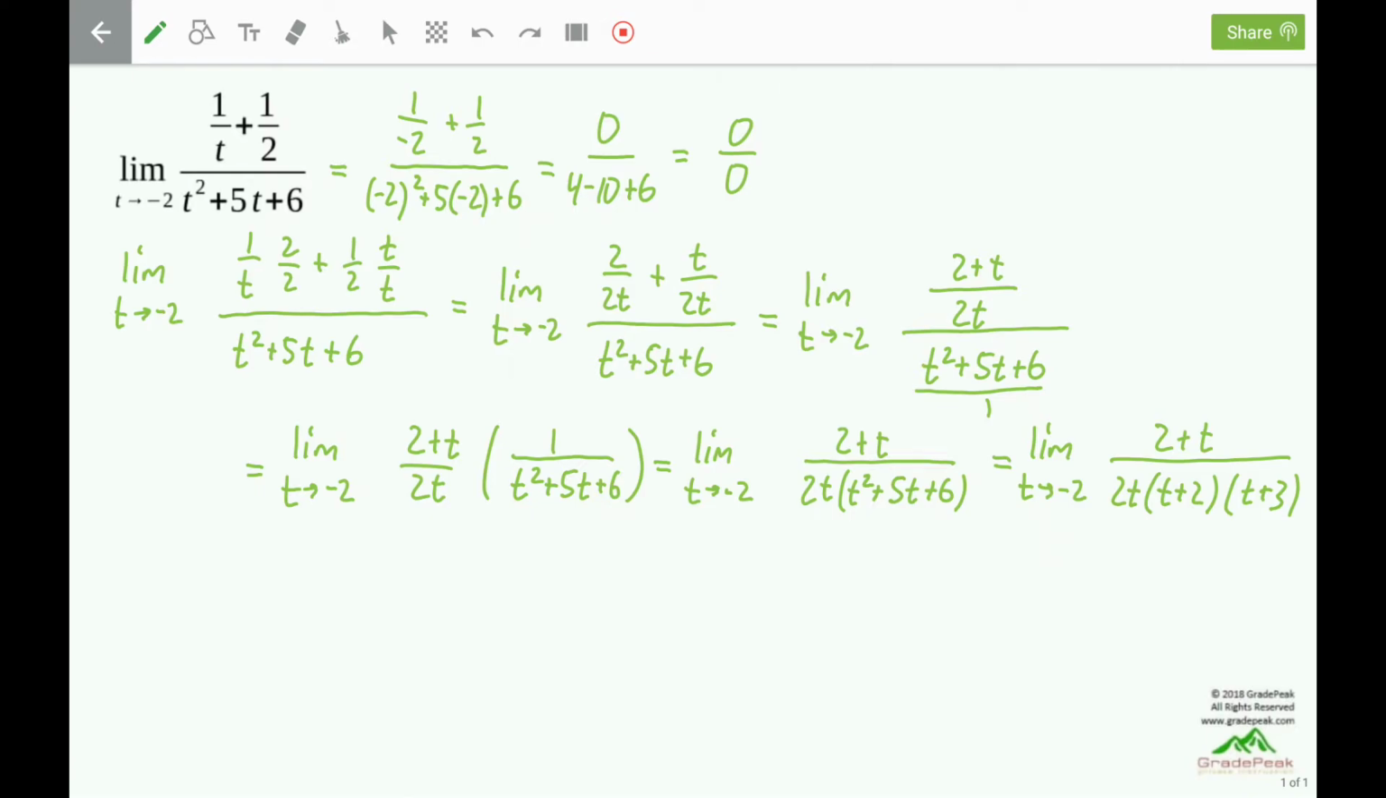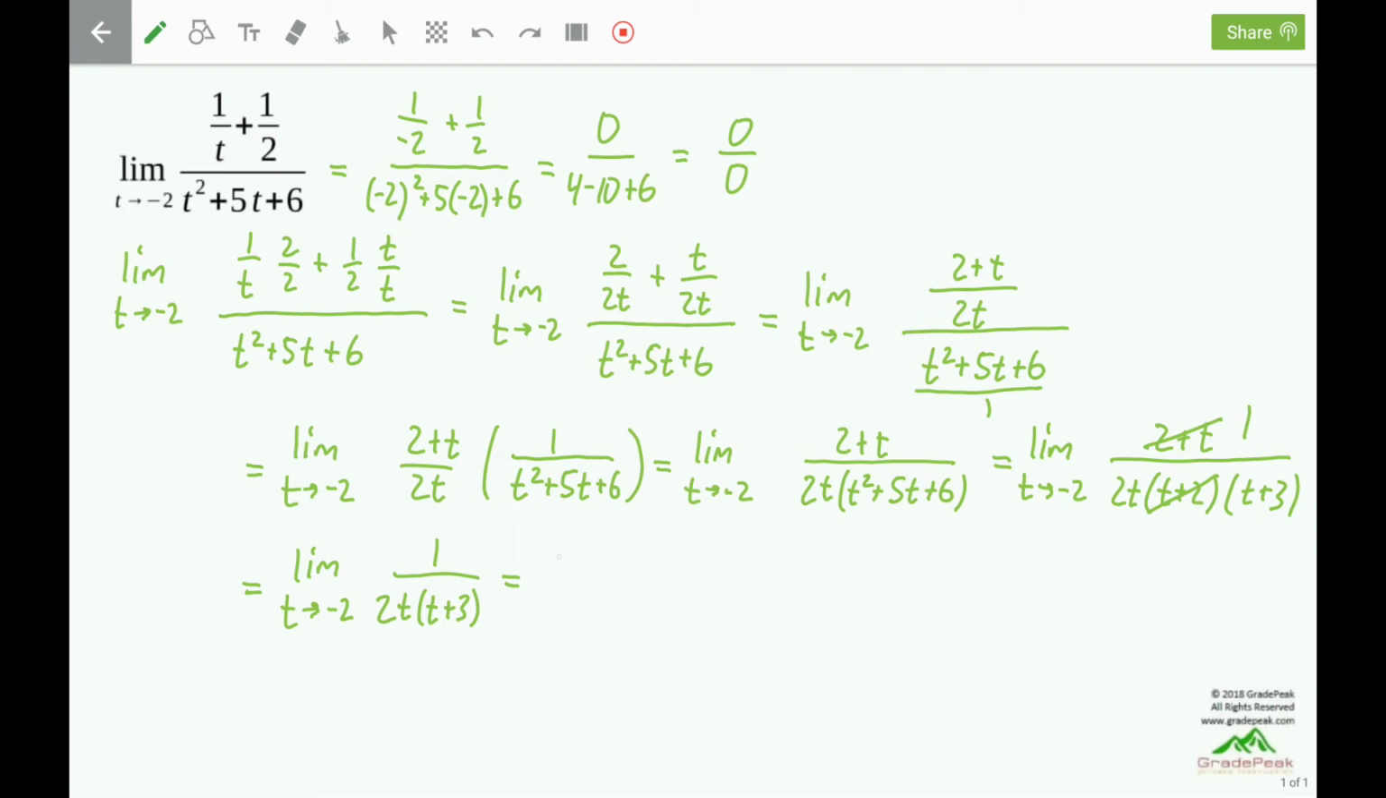At this point, we can now see the factors that are making the 0 over 0. 2 plus t in the numerator and t plus 2 in the denominator are making 0 when t goes to negative 2. They're exactly the same. They can cancel each other out. They're not opposite signs or anything. They're written in reverse order, but they're actually the same value. This will leave a 1 in the numerator, so we can now rewrite this limit as t goes to negative 2 of 1 over 2t times t plus 3.